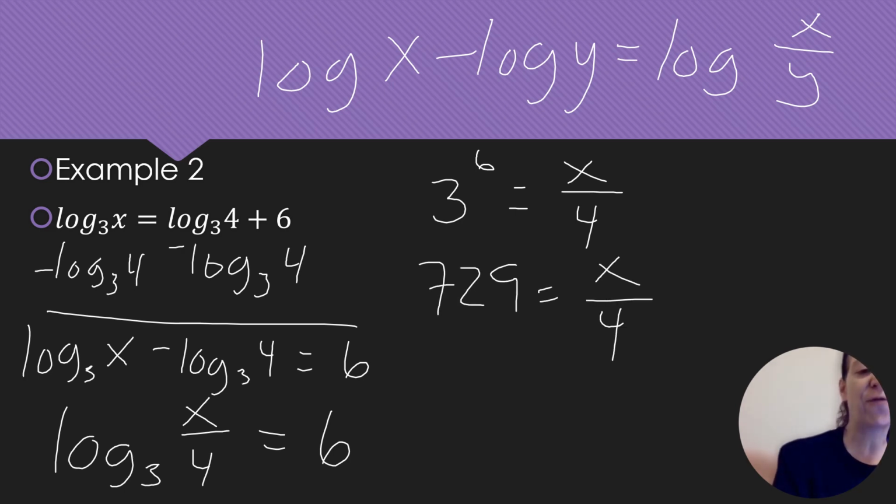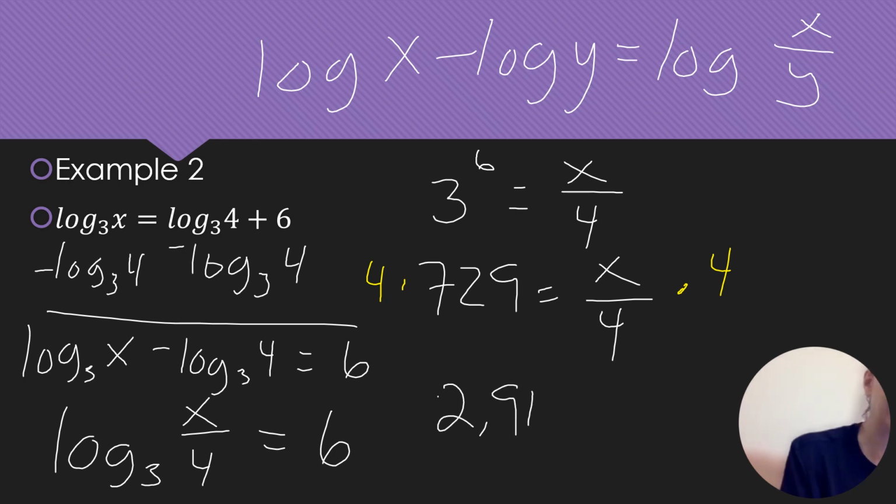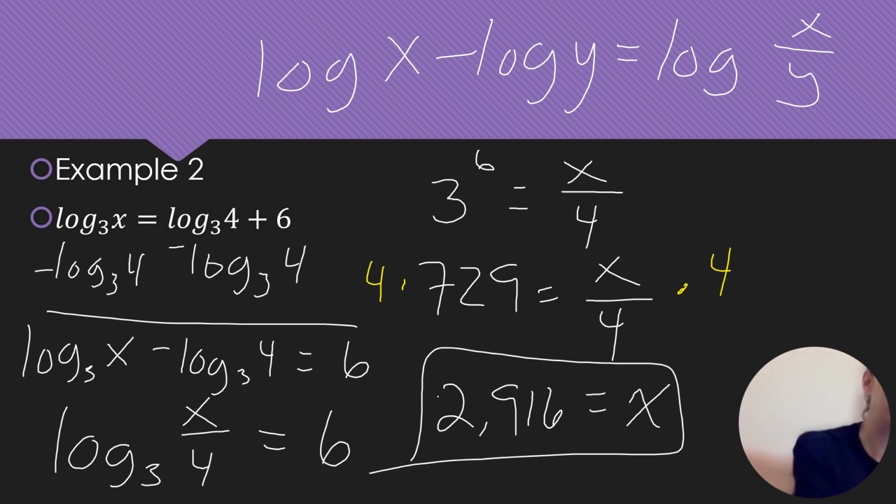And then we're not going to freak out about the fraction there because fractions just mean division. So if I'm dividing by 4 and I want to undo it, I can multiply by 4. And that is 2,916. The number everyone was hoping for. 2,916 is equal to x.